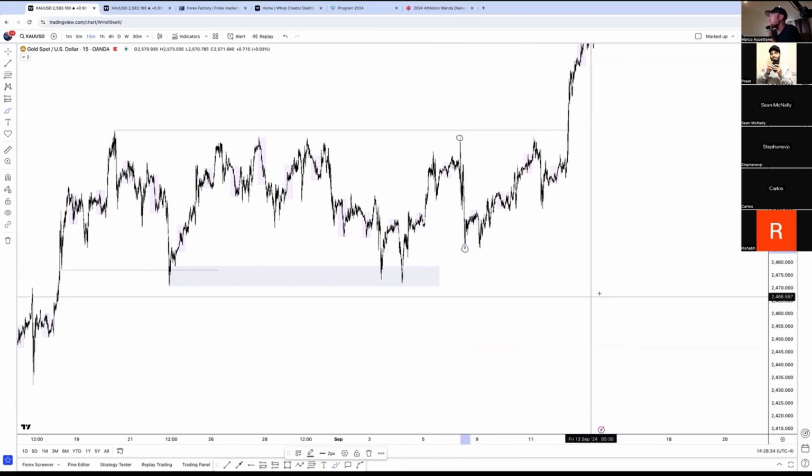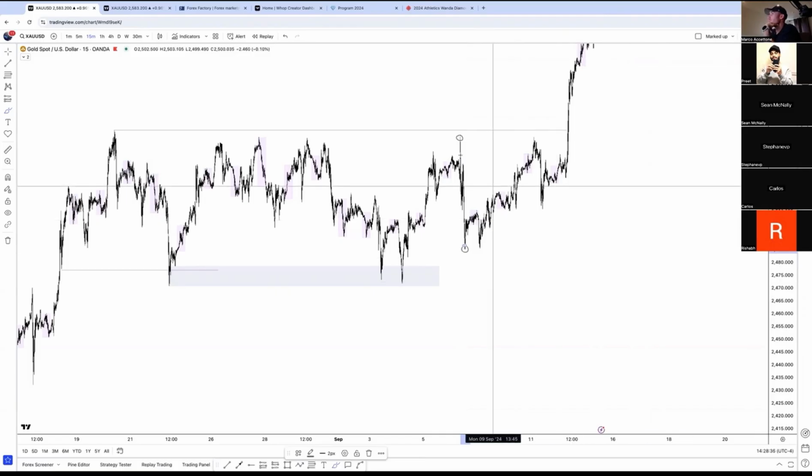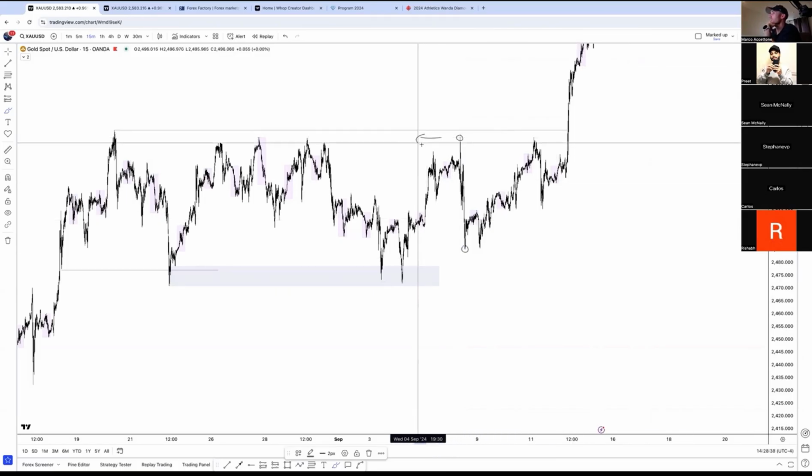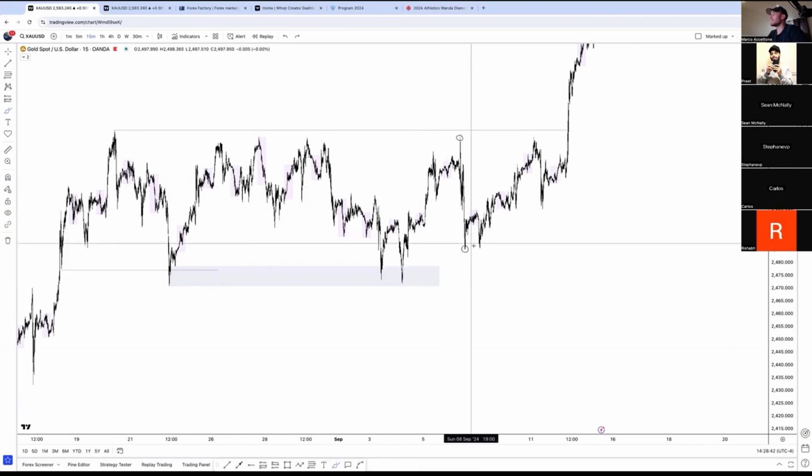From A to B. Check this out. Look how we just respect resistance, we respect highs, we respect all this liquidity, and we just get that big sell-off to the downside. Why does this occur? This is just playing with your emotions.